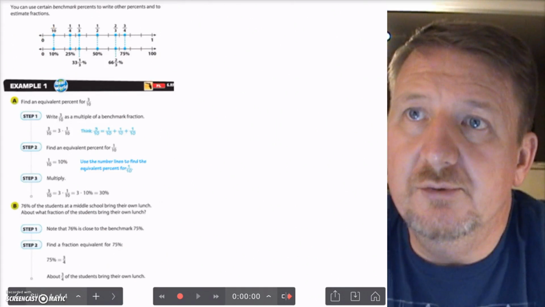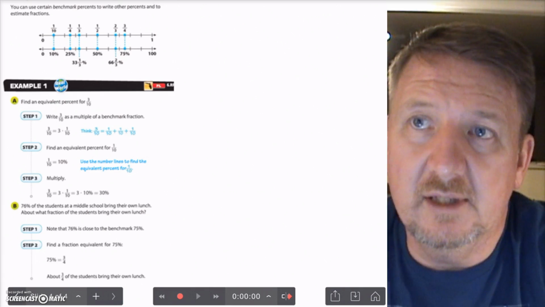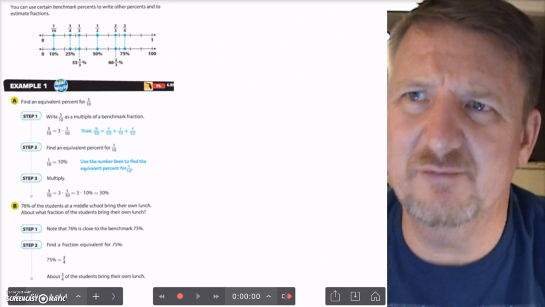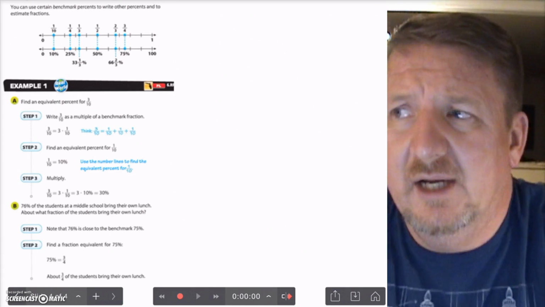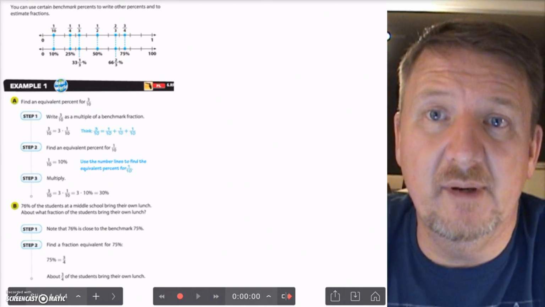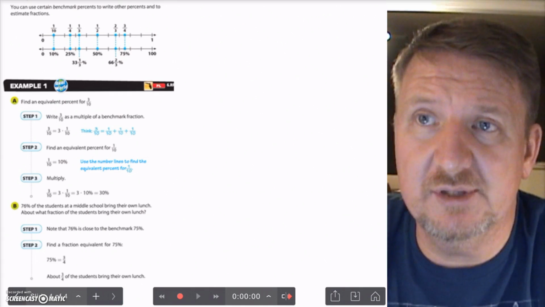So it says you can use certain benchmark percents to write other percents and to estimate fractions. So benchmark percents are basically percents you hopefully learned before. I believe you learned this in the 5th grade. A benchmark percent is a percent that is easy to remember. Like 10%, 15%, 25%. These are all benchmark percents.